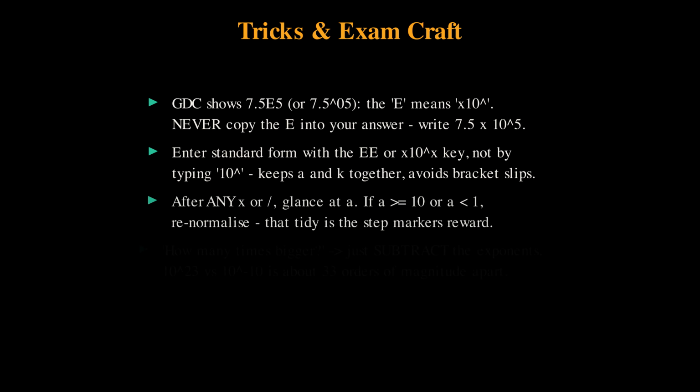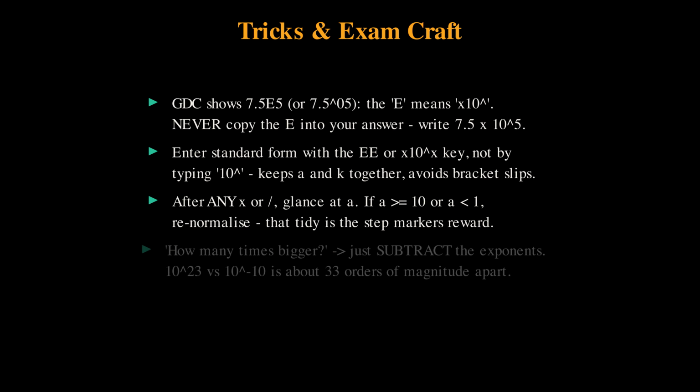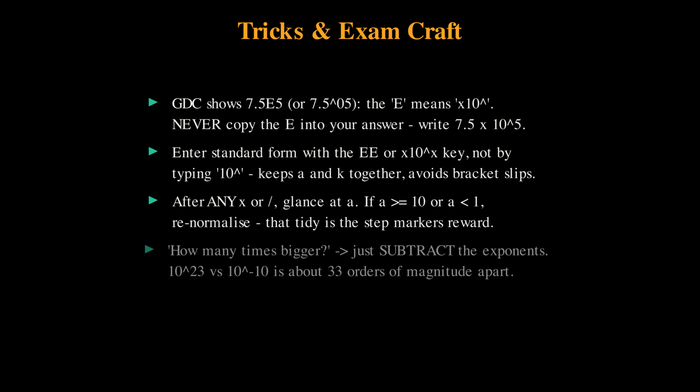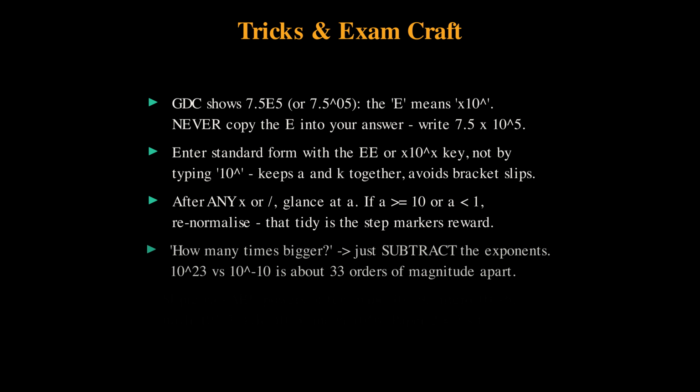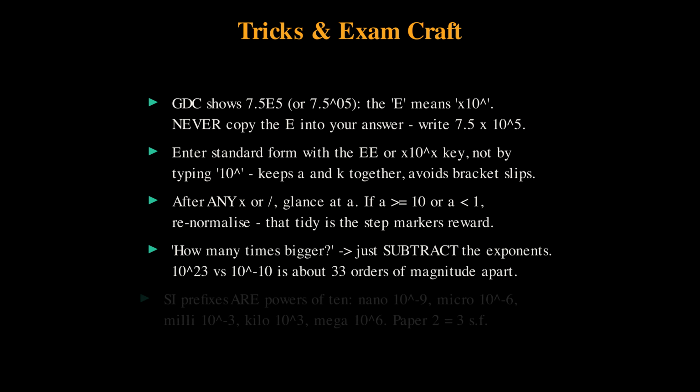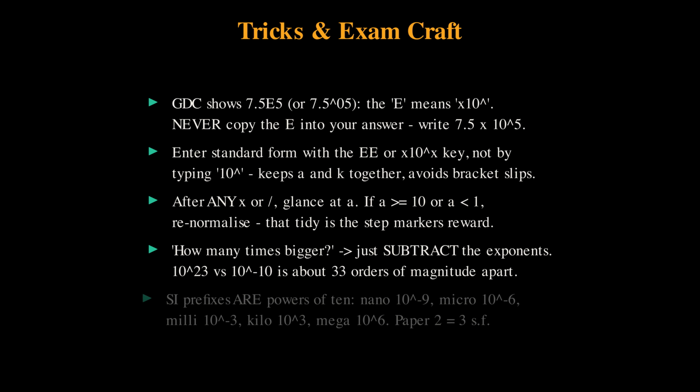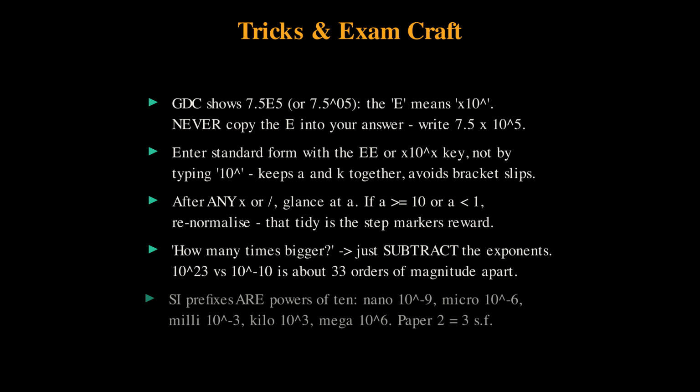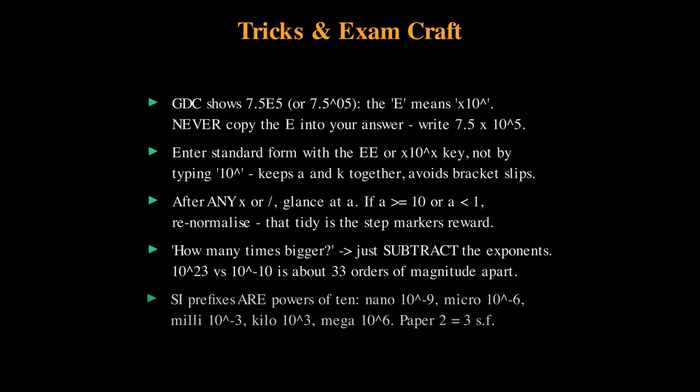Fourth, whenever a question asks how many times bigger one thing is than another, just subtract the exponents. 10 to the 23 against 10 to the minus 10 is about 33 orders of magnitude. And fifth, remember, the SI prefixes are simply powers of 10: nano, micro, milli, kilo, mega. And on paper 2, give 3 significant figures.